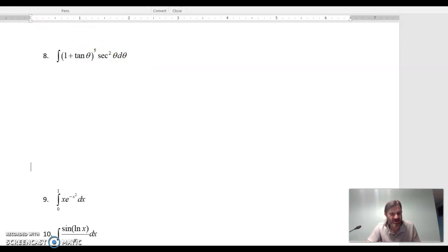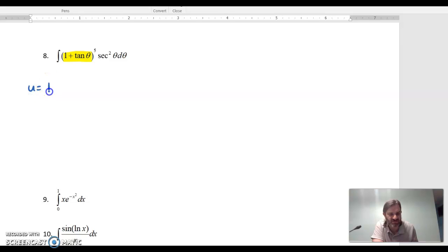What do we got here? We got the integration of the quantity 1 plus tangent, and all that's to the 5th, times the secant squared d theta. So I don't see any reason to rewrite this, but once again we have some parentheses here with the 1 plus tangent of theta in the parentheses all raised to the 5th. So let's let that be our u. Let's see if that works out for us.